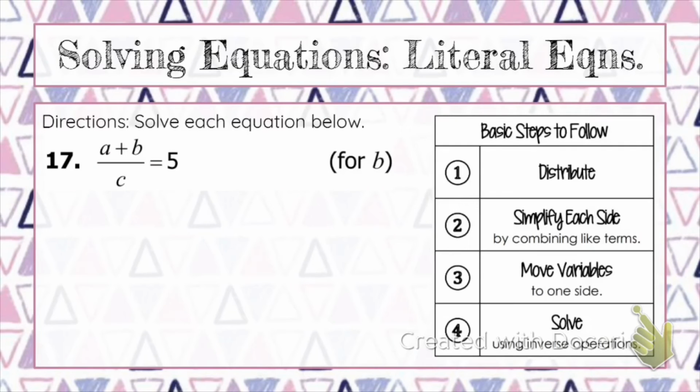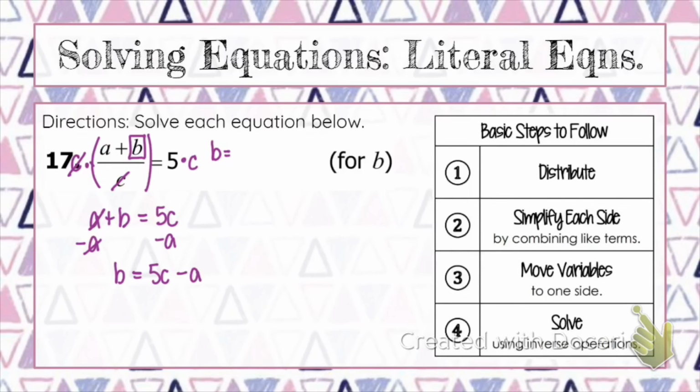So let's try another one of those. This one asks us to solve for b. So we want to get this equation in the form of b equals something. Okay, so first let's multiply both sides by c. And so those two c's will cancel and we'll be left with a plus b equals 5c. And then we're trying to get b by itself, so we're going to subtract a from both sides. And that's going to give us b equals 5c minus a. Because c and a are not like terms, we can't combine those. So this is just going to be our final answer.